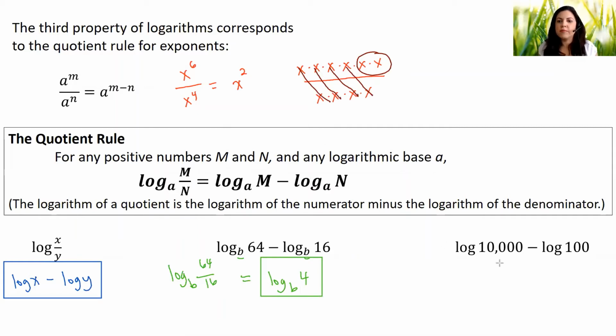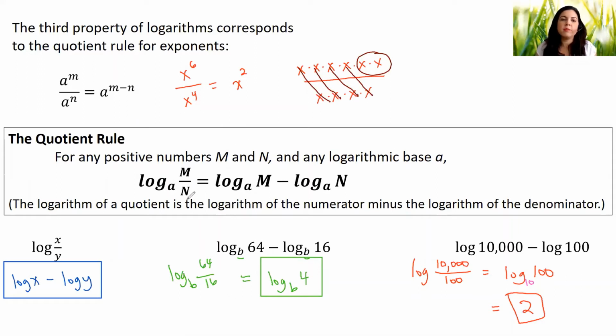And then lastly, log of 10,000 minus log of 100. So again, very similar to that previous example. I can do log of 10,000 divided by 100. When we divide those values, that gives me log of 100. But this can be simplified further. Remember, if we just have a logarithm with no base, it's the common logarithm of base 10. And so this is basically saying 10 to what power equals 100? Well, 10 squared is equal to 100. So this simply simplifies to 2.